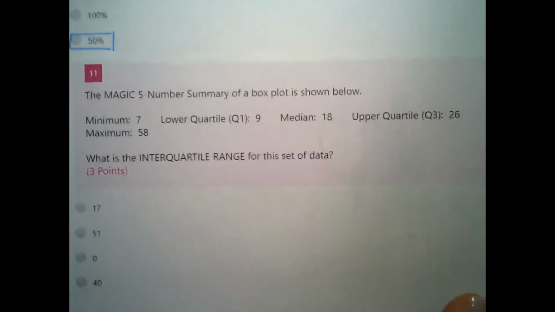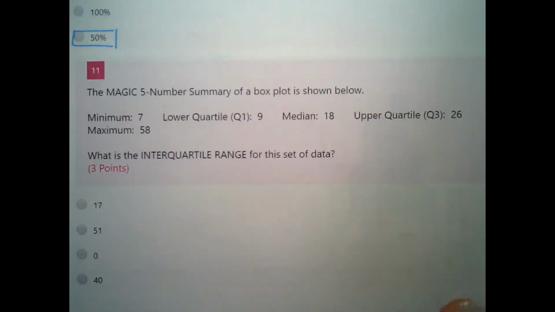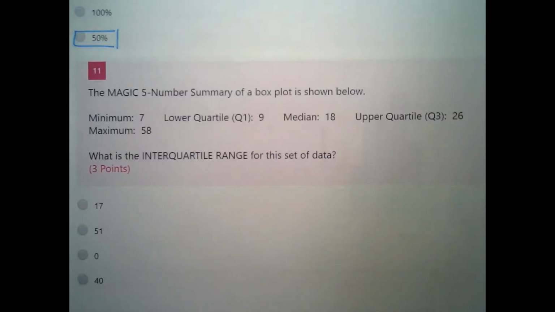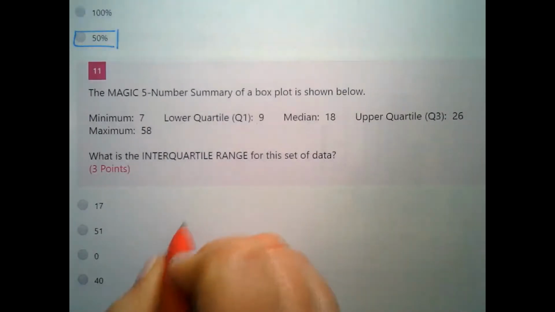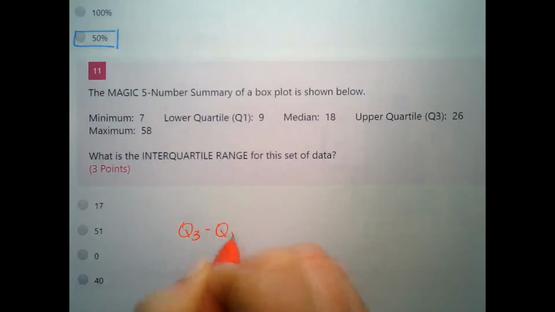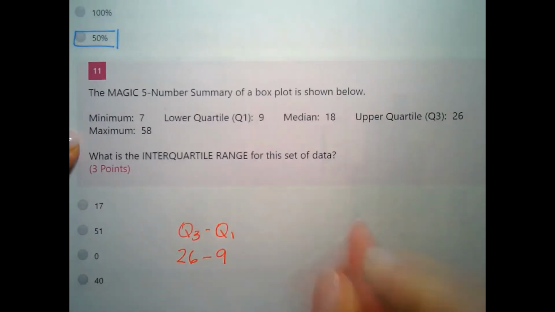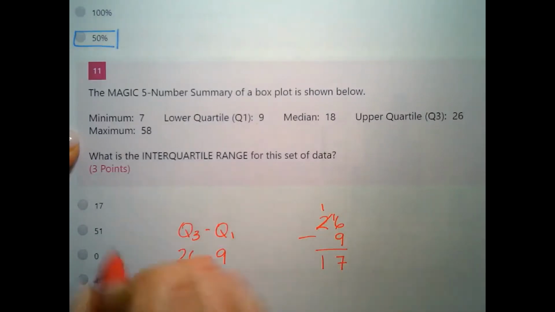All right, question number 11. It says the 5-number summary of a box plot is shown below. Okay, and we want to know the interquartile range. Again, we're going back to that same piece of information. The IQR is based on Q3 minus Q1. Q3, in this case, is 26, and Q1 is 9. When I take 26 minus 9, I get 17. And there's the answer.